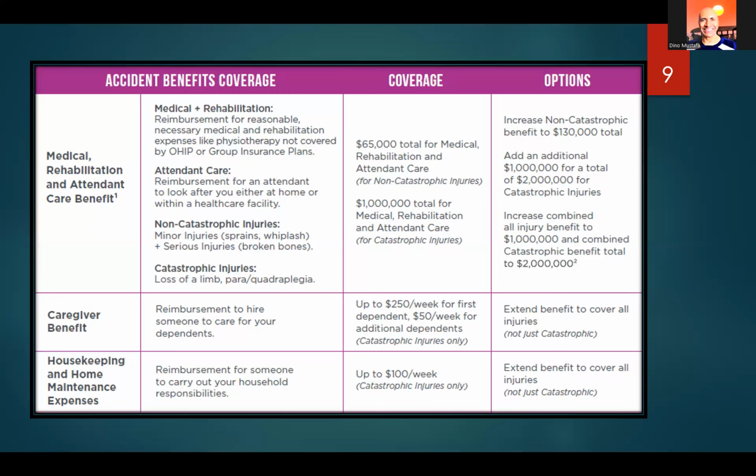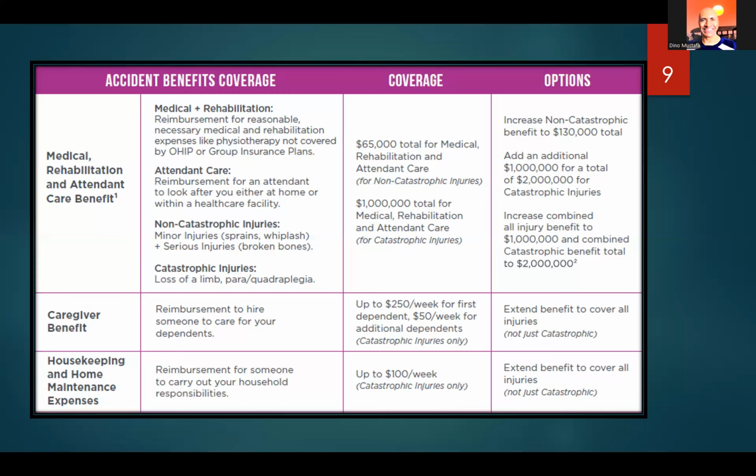If you're admitted in a hospital, of course, OHIP will take care of some of the things. Not everything, but something will be covered by OHIP, okay? So this coverage will cover anything not covered by OHIP or group insurance plans. The attendant care is reimbursement for an attendant to look after you at home. This will be like a personal support worker coming to your home, or if you're in the hospital, they'll come for an hour or two a day, and they will help you with the activities of daily living, those kinds of things.